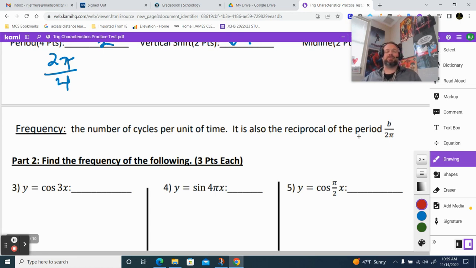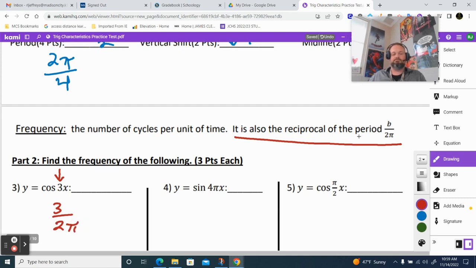Okay. Frequency, that's the number of cycles per unit of time. Wow, this is actually brought in from our notes. So this is B over 2 pi. So if this is our B, I'm going to say 3 over 2 pi. And I'm going to leave it.